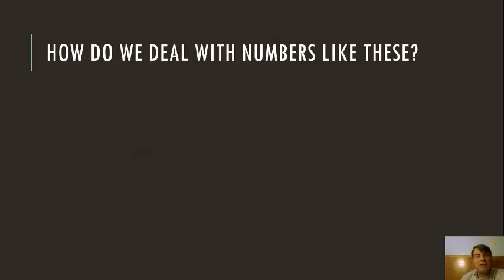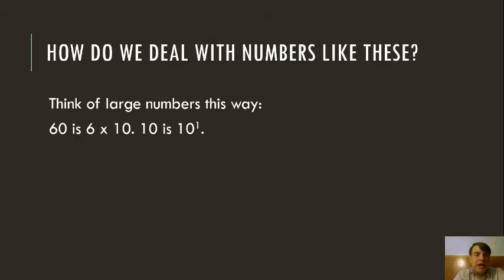And then it was a French guy named Descartes in the 1500s who helped bring it into the form that we now use in science and math. So think of large numbers or small numbers in this way. So 60 is 6 times 10, right? That's fairly easy math.